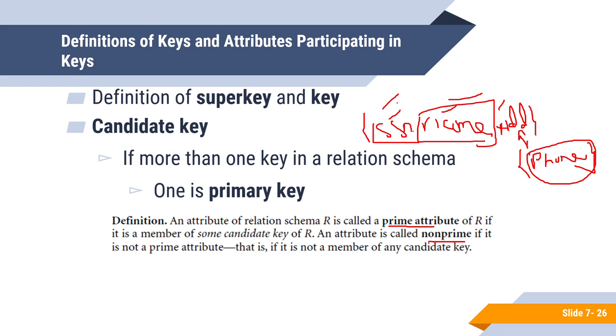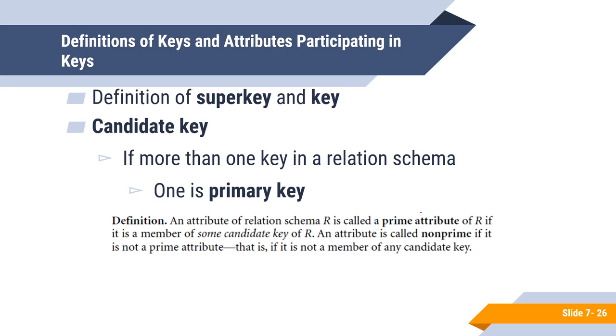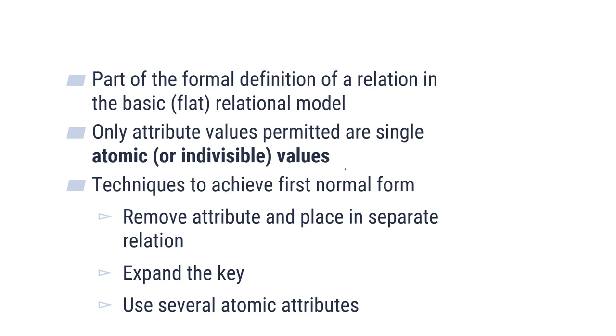If the attributes are members of a candidate key, then you call them prime attributes. If it is not a member, then you call it a non-prime attribute. These are the two more terms that come under normalization. Is that clear now? Prime attributes are members of a candidate key. Non-prime attributes are not members of a candidate key.